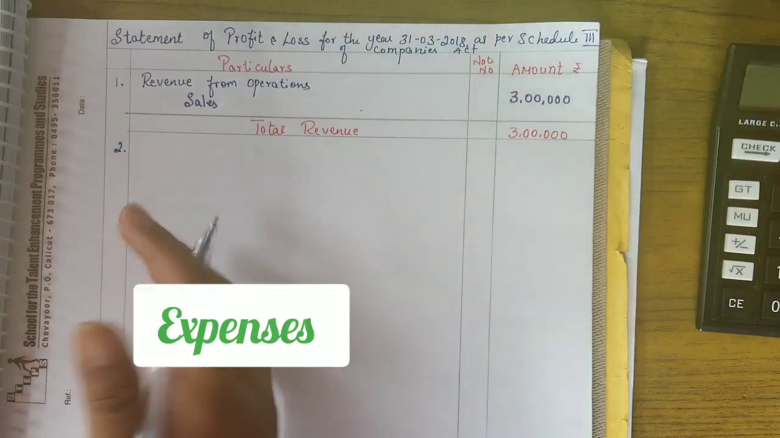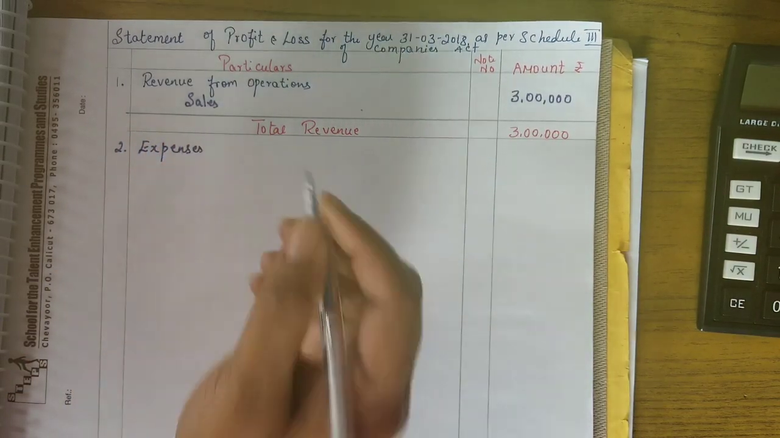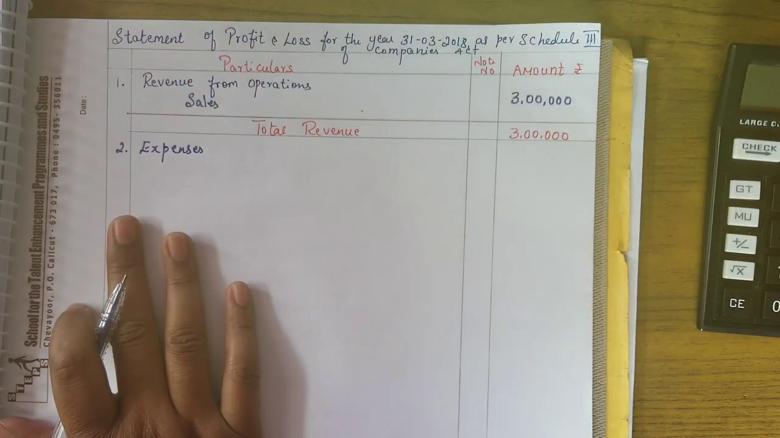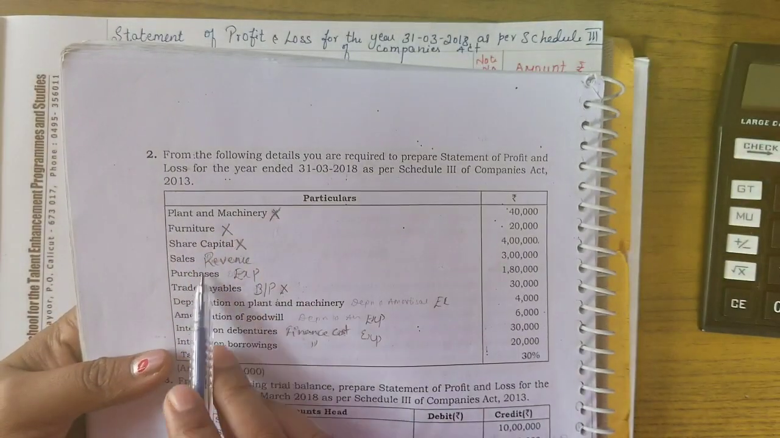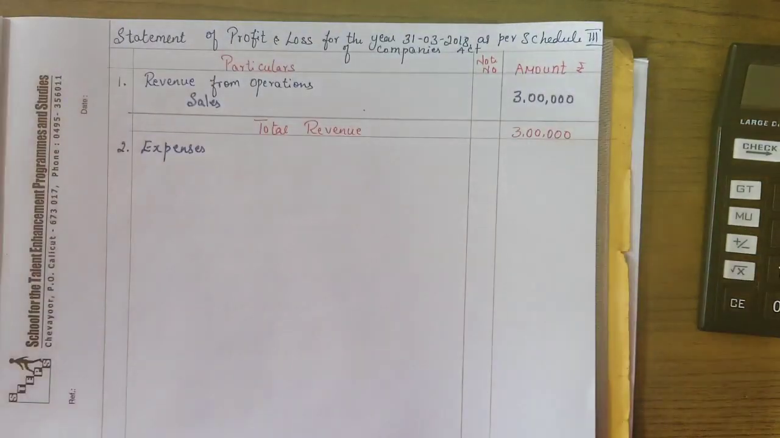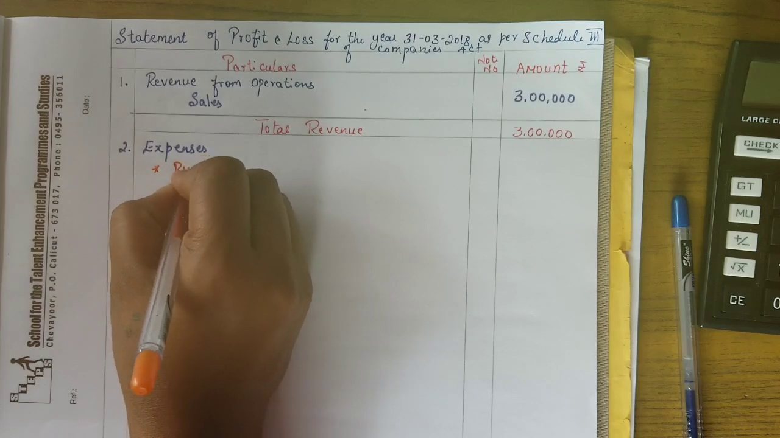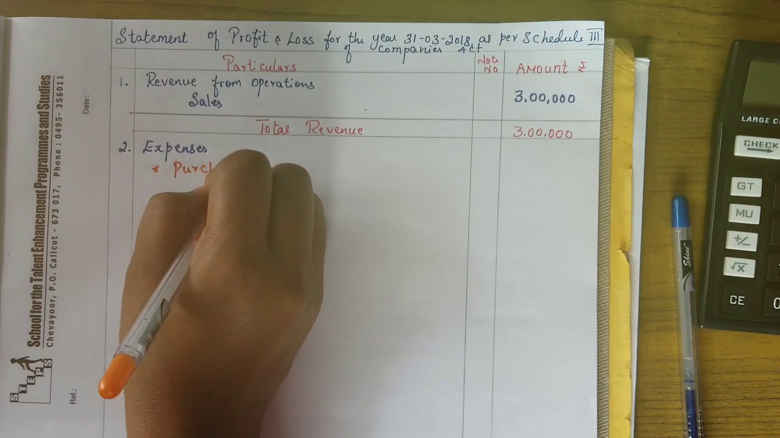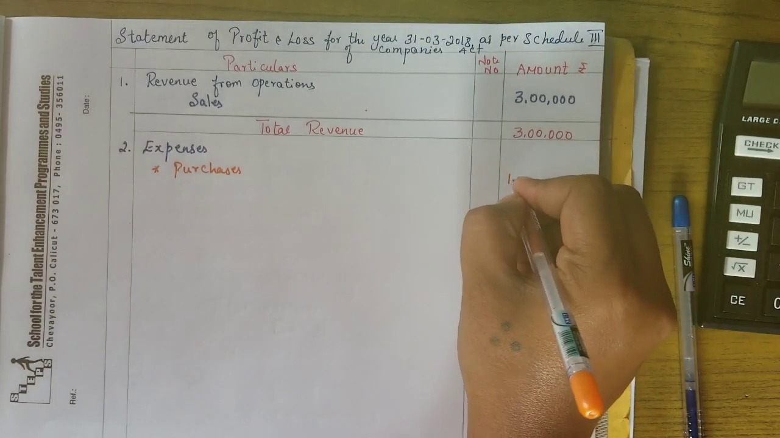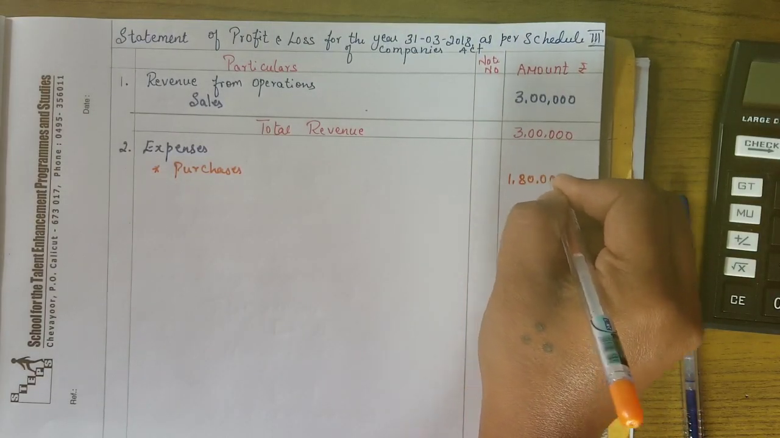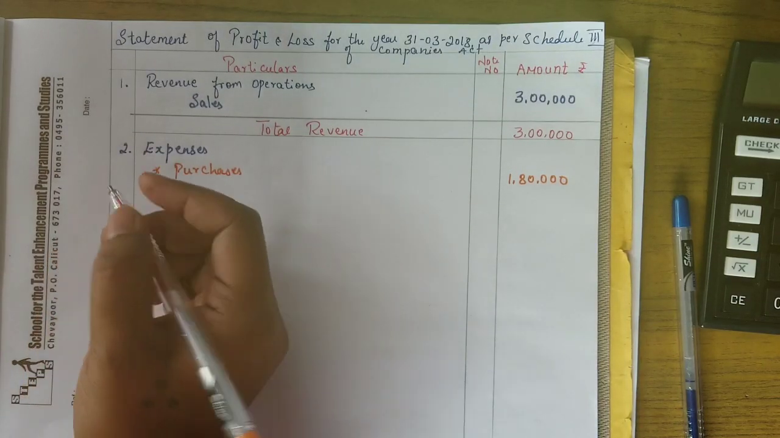So under expenses, first we need to write the heading, expenses. Below this, firstly, let me check what is there. They have given purchases. We can write the purchases amount as 1,80,000. Next I have amortization and depreciation.